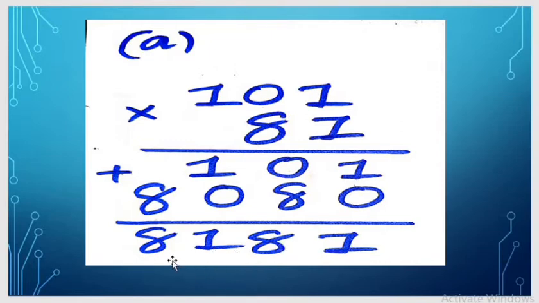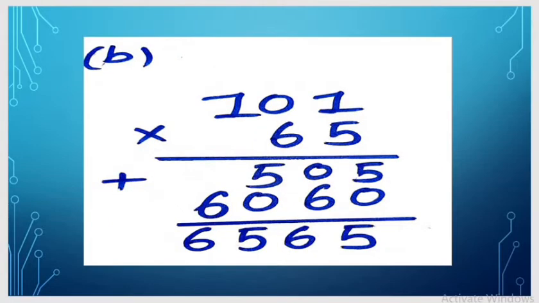8181. Answer is what, all students? 8181. Got my point, all students? Now we move on to question number B. What is question number B? 101 multiplied by 65.